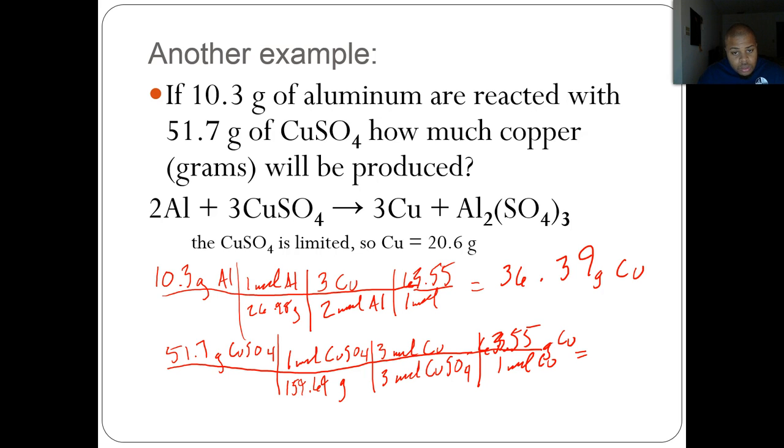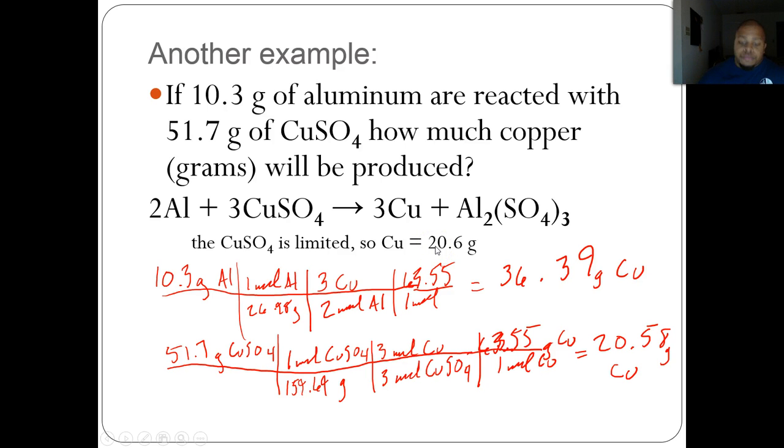159.62, times 3 divided by 3 is equal to 1. So times 63.55, and I get 20.58 grams of copper. So this being the case, this lets me know that the one that produced the least amount of product for me in this case was copper sulfate. My copper sulfate is limited, as was posted right here.